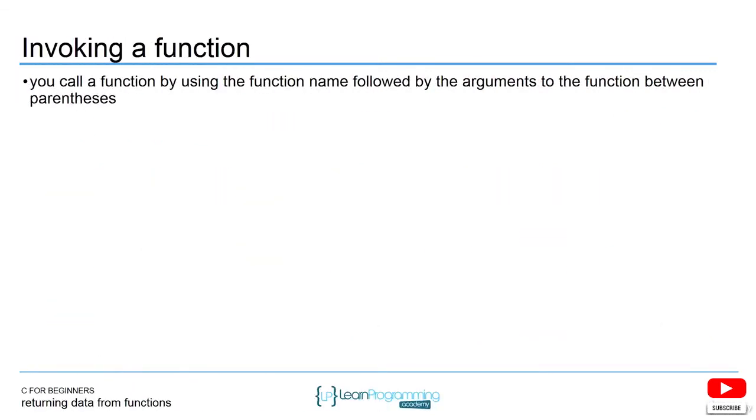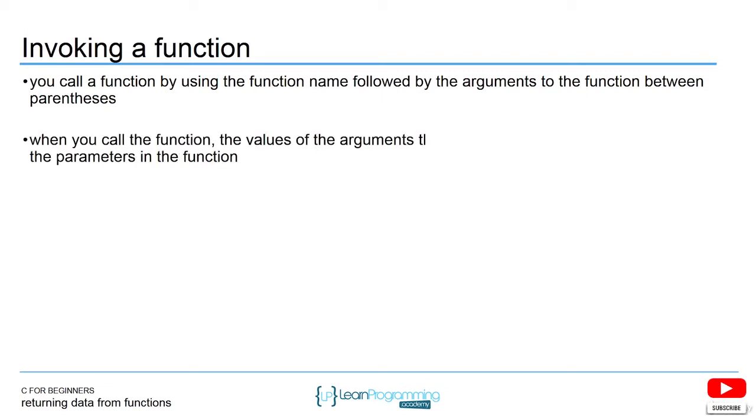Now that we've talked about passing data and returning data, we know how to invoke a function, but I want to say a couple of other things about invocation. You call a function by just using the function name followed by the arguments that you pass in between the parentheses. We know that far, but I want to formally state it. That's how you can invoke a function.